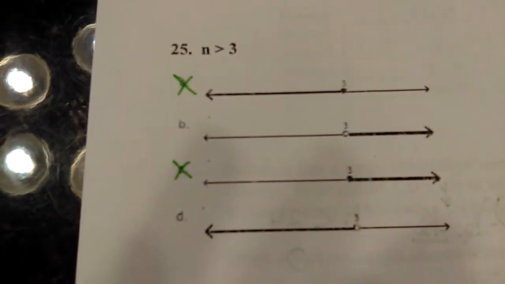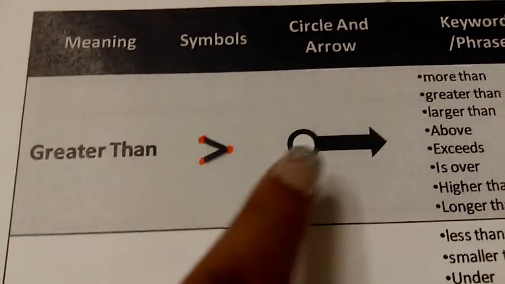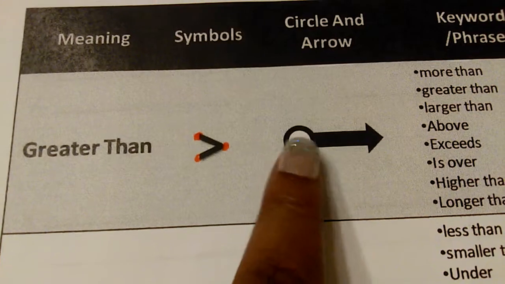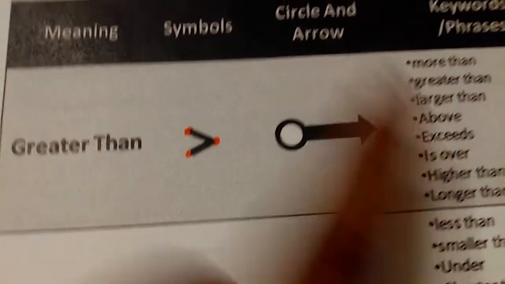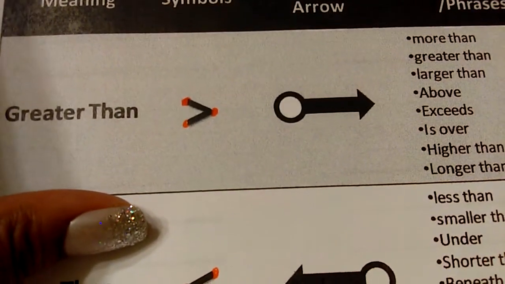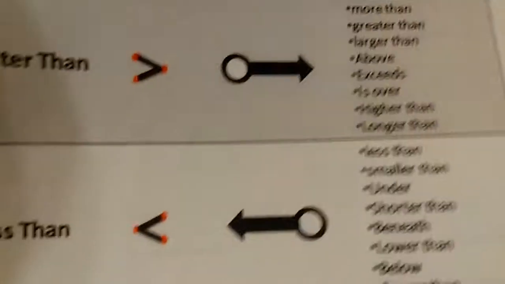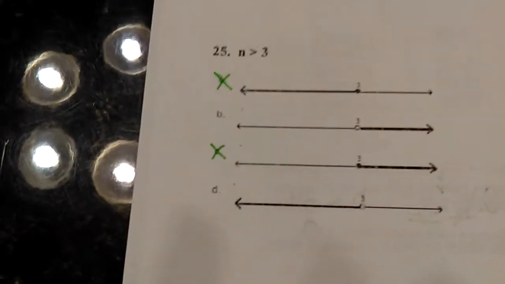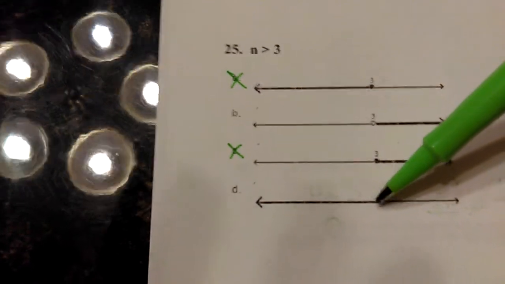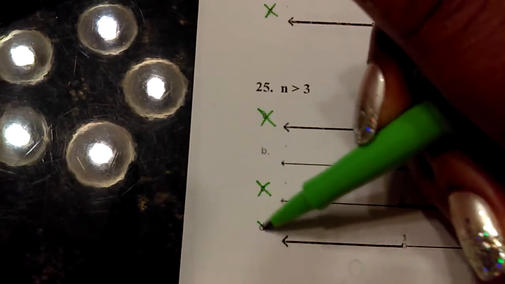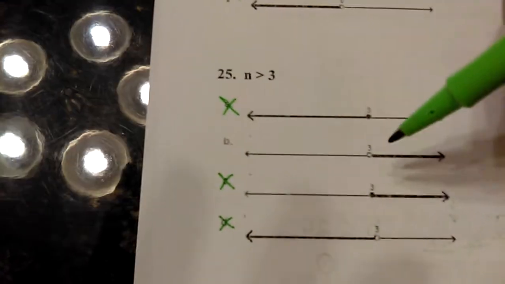Now we have to ask ourselves, which direction does my shading or my arrow go when n is greater than 3? And remember, I'm going to keep referring to these because you're supposed to study: when it's greater than, but not equal to, our circle is open and it's growth. So it's going to the right in the positive numbers. So let's look at our graphs to see which one is going to the right. D is going to the left, so that's not correct. So we know our answer here is B.